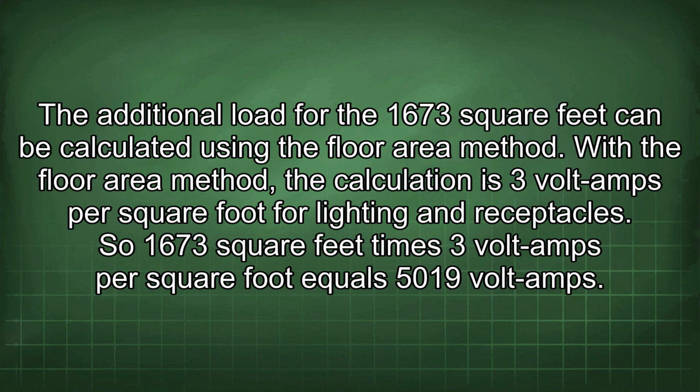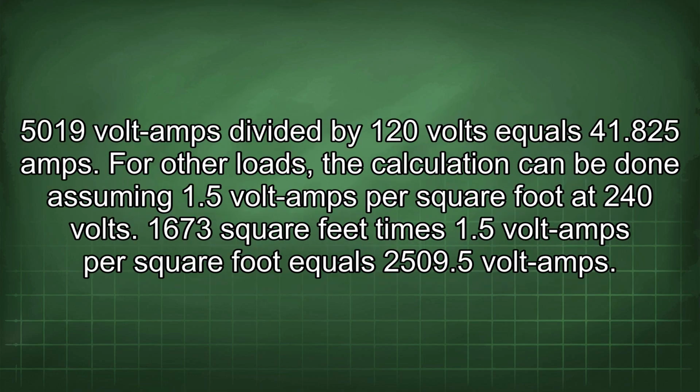The additional load for the 1673 square feet can be calculated using the floor area method. With the floor area method, the calculation is 3 volt amps per square foot for lighting and receptacles. So 1673 square feet times 3 volt amps per square foot equals 5019 volt amps. 5019 volt amps divided by 120 volts equals 41.825 amps.